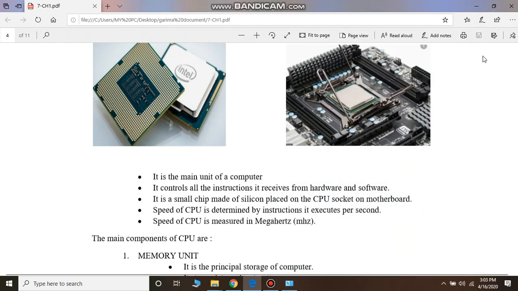Welcome students. Till now we have discussed the topic video card. Now the next internal hardware component is CPU. CPU is the main unit of a computer. You can also call it the brain of a computer.